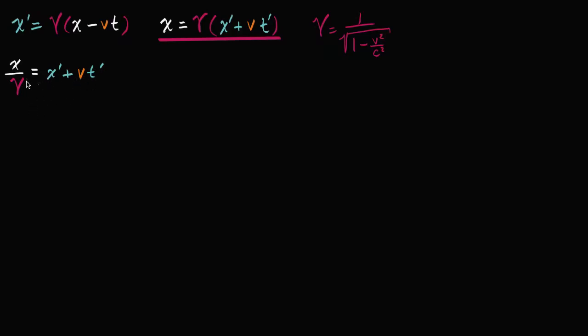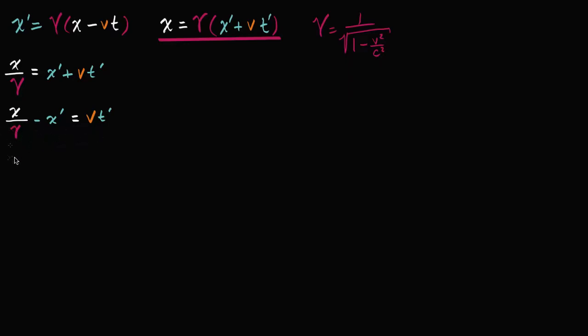Now, since I want to solve for t prime, let me subtract x prime from both sides. So the left-hand side is going to be x over gamma minus x prime is equal to v times t prime. And now to solve for t prime, let's just divide both sides by v.